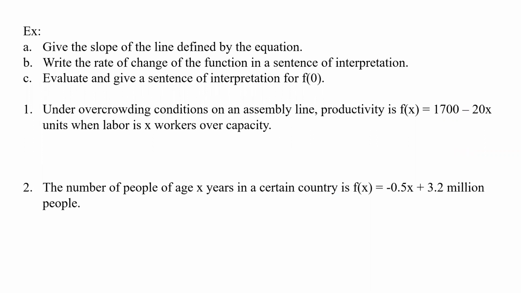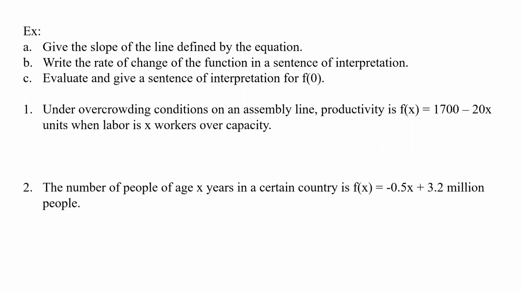So let's look at an example. It says, give the slope of the line defined by the equation, write the rate of change of the function in a sentence of interpretation, and then evaluate and give a sentence of interpretation for f of 0. For the first one, we have f of x is equal to 1700 minus 20x. This is for overcrowding conditions on an assembly line. The productivity is equal to this function, in units, where labor is x workers over capacity.